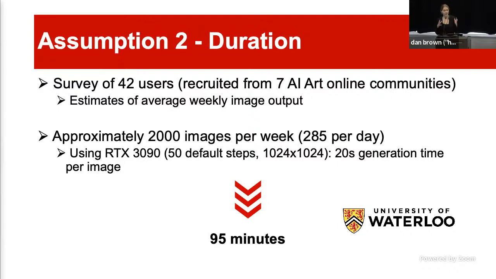I can tell you that we have since conducted a second study with a very similar weekly average. So at least the active users within AI art communities, or when you're dealing with students as participants who are at a tech and art school, they're generating a lot of imagery. So we're working with the 2,000 images per week, around 285 images per day, and then using that GPU, a proper image size, we get to around 20 seconds per image, which leads to about an hour and a half of peak energy draw per day.